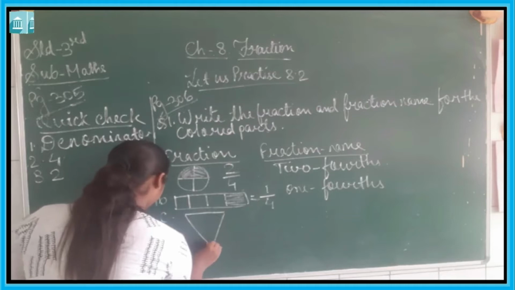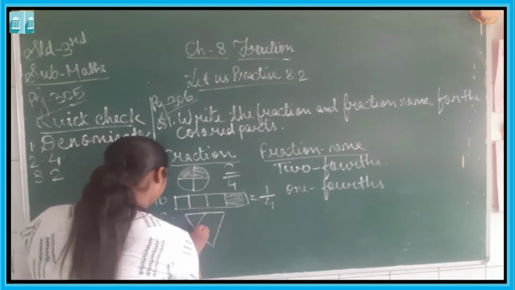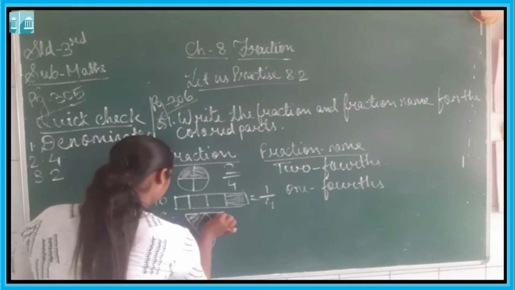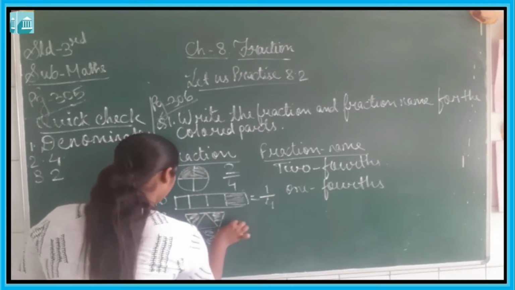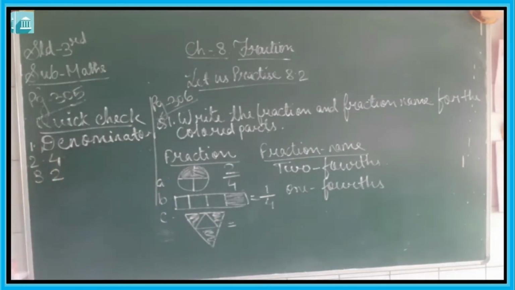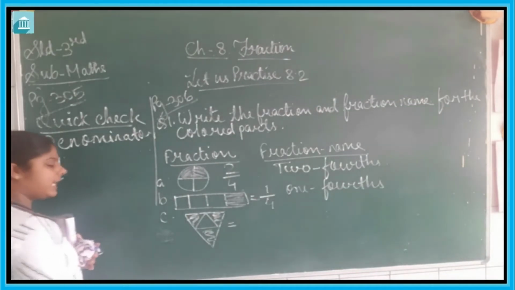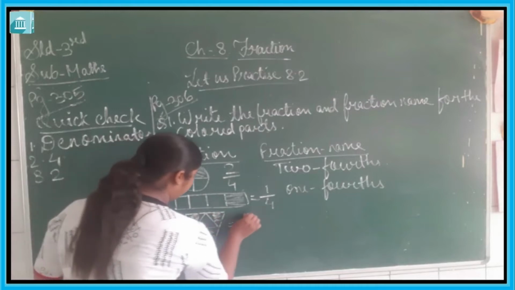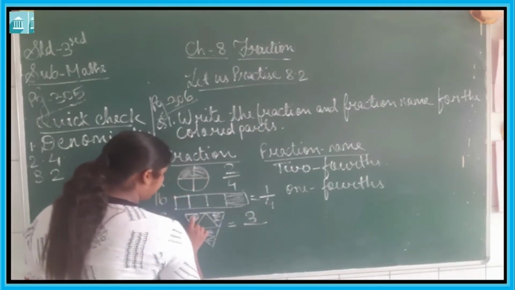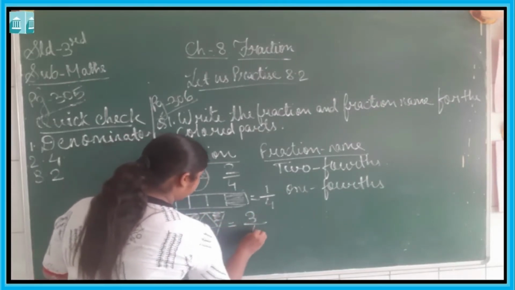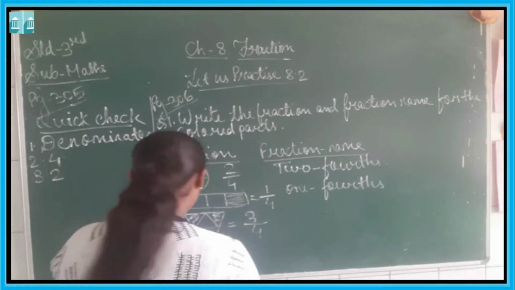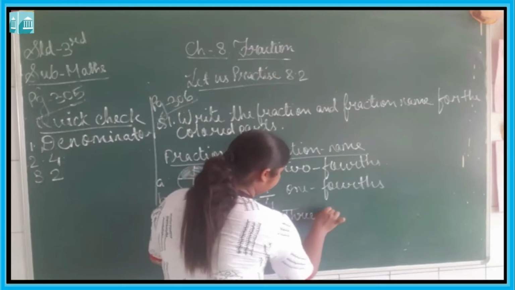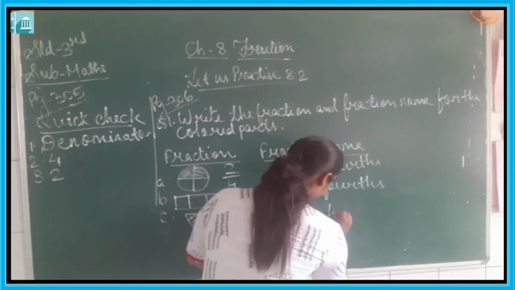Now, in C number, a triangle is given to you, a prism. In this, how many parts are shaded? First we will write it in fraction. We always write the shaded part by the total part. The shaded part is 1 2 3 and the total part is 1 2 3 4. So it is 3 by 4. So the fraction name will be 3/4.